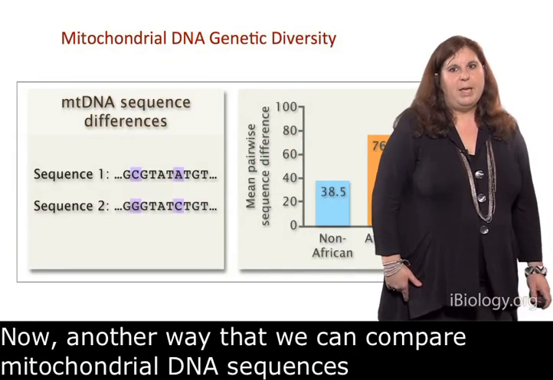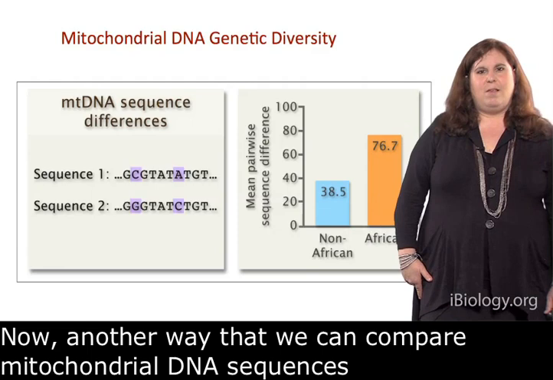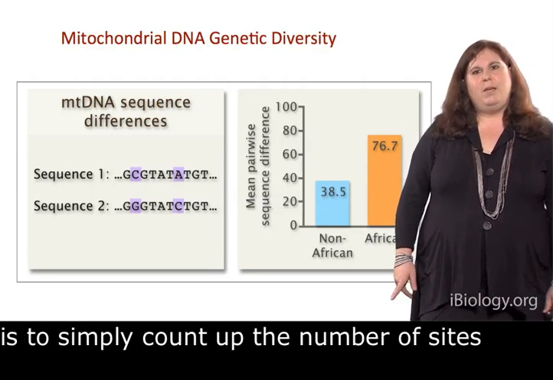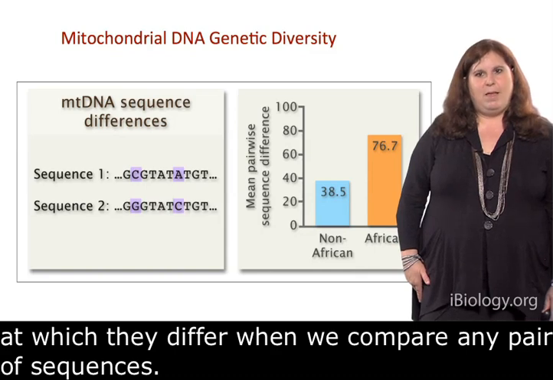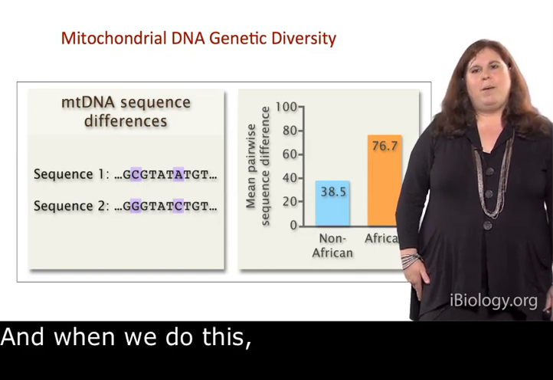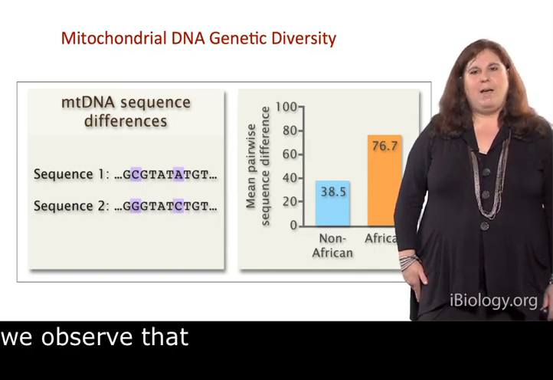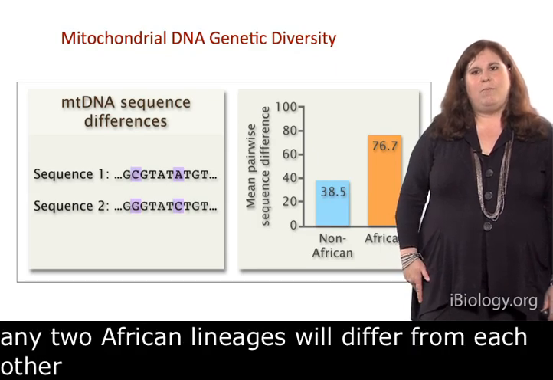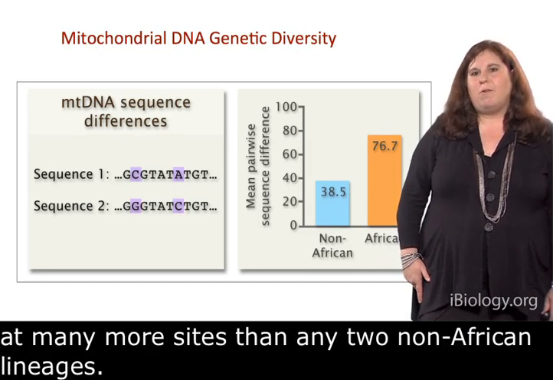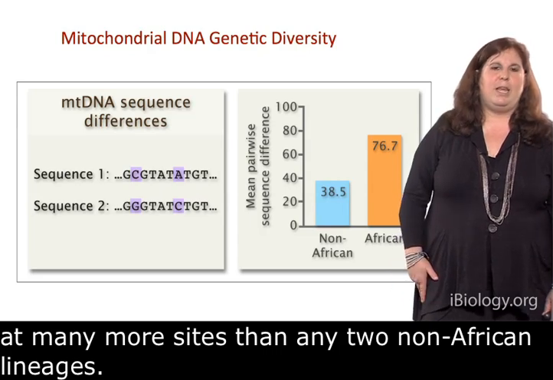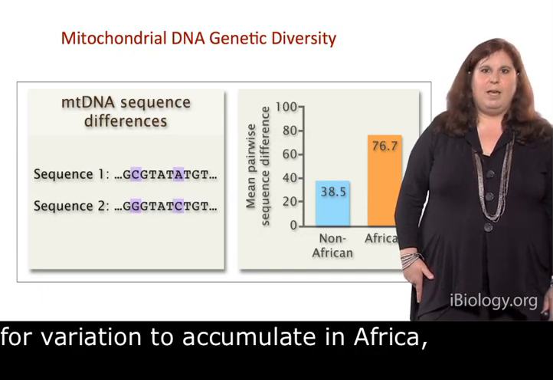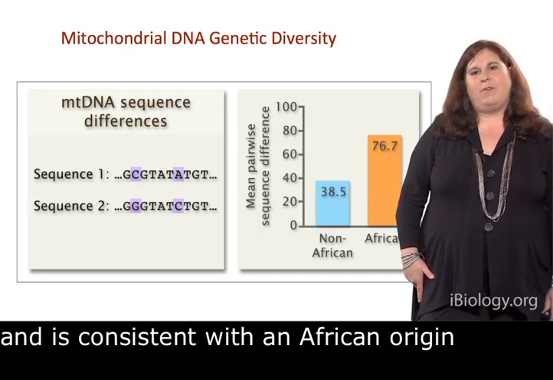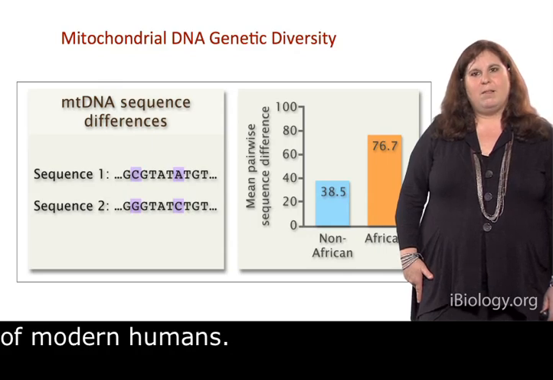Now, another way that we can compare mitochondrial DNA sequences is to simply count up the number of sites at which they differ when we compare any pair of sequences. And when we do this, we observe that any two African lineages will differ from each other at many more sites than any two non-African lineages. And again, that means that there has been more time for variation to accumulate in Africa and is consistent with an African origin of modern humans.